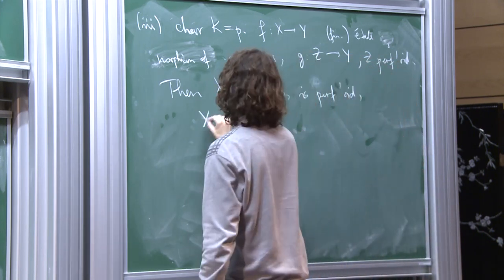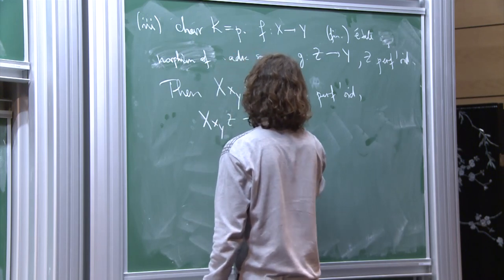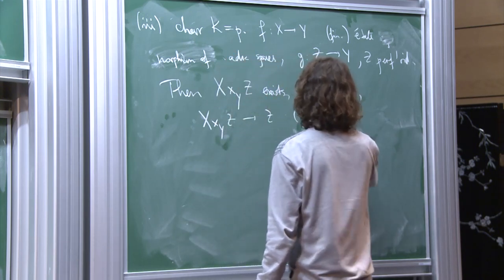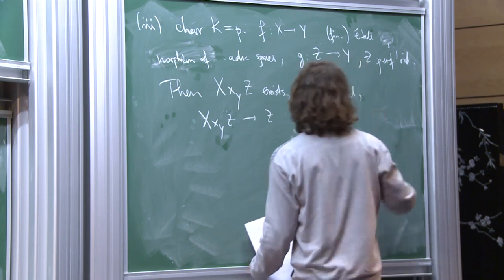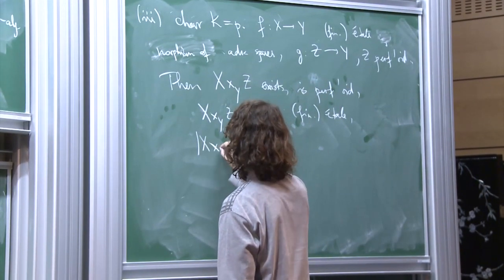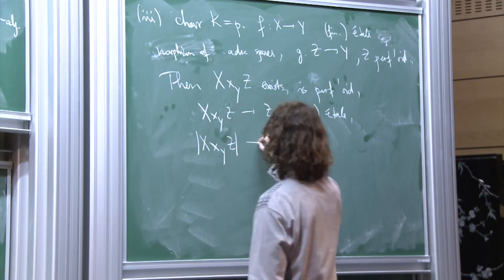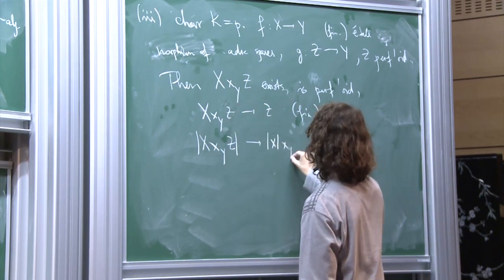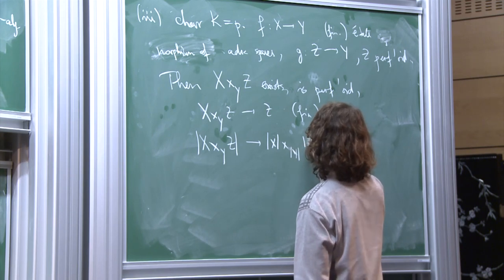the map to Z is finite étale or just étale. And again, we have the property that the map from the topological space underlying the fiber product to the fiber product of the topological spaces is surjective.